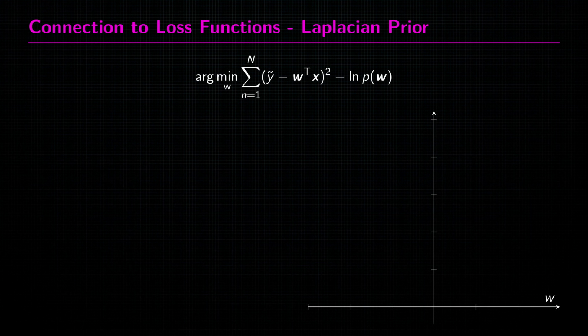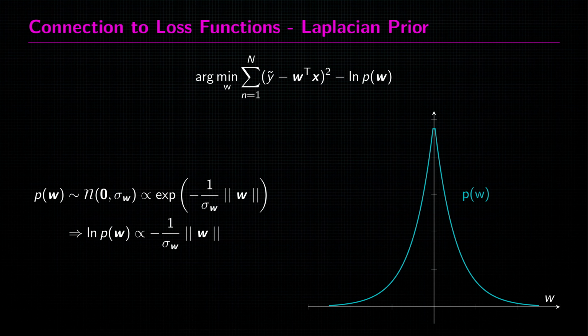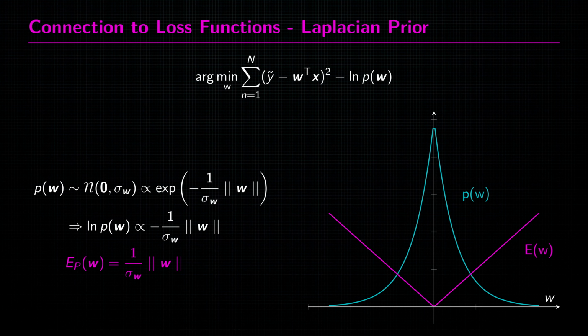The third prior probability we will take a look at is a Laplacian prior. It is similar to the Gaussian one, but uses the absolute value instead of the quadratic form. By performing the same steps as before, using the logarithm of the probability, we will see that we obtain the Lasso regularization error, which uses the L1 norm of the weights.